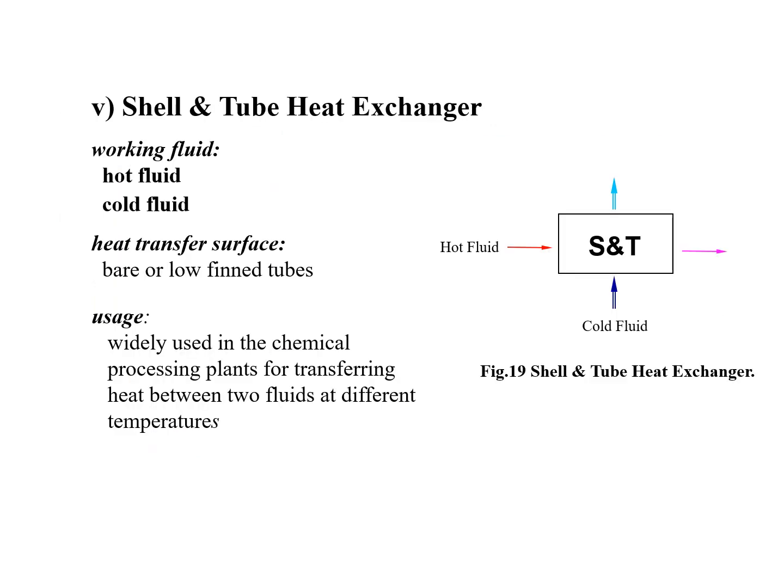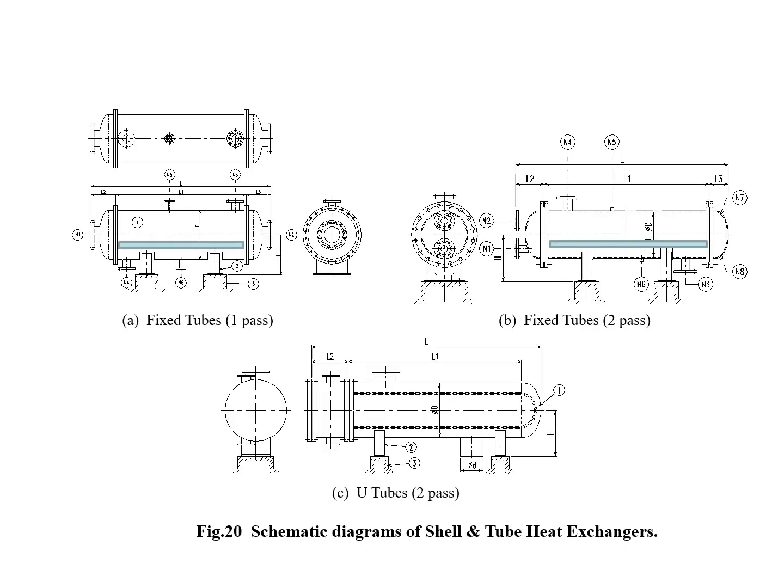Shell and tube heat exchanger. A shell and tube exchanger consists of a number of tubes mounted inside a cylindrical shell. It is a simple structure, easy to manufacture, and low in production cost. Moreover, it is reliable under different operating conditions. Compared to other types of heat exchangers, it is widely used in chemical processing plants for transferring heat between two fluids at different temperatures.